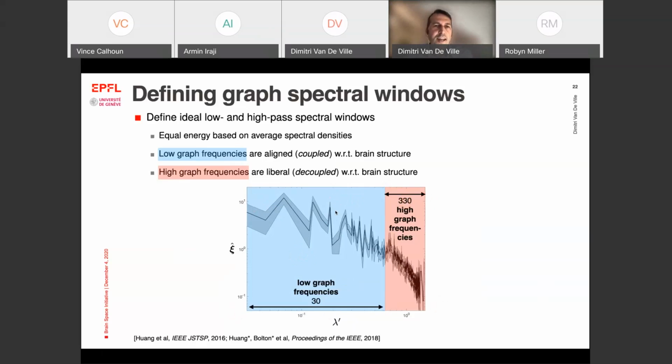Now, why do we do that? Because we will interpret our low pass filter as one that will take out signal that is aligned with the underlying brain structure, or coupled with the brain structure. And the high pass filter will be emphasizing activity, so patterns in the graph signals that are more liberal or decoupled with respect to the brain structure. So that is the interpretation that we give to the low and the high pass filters respectively.